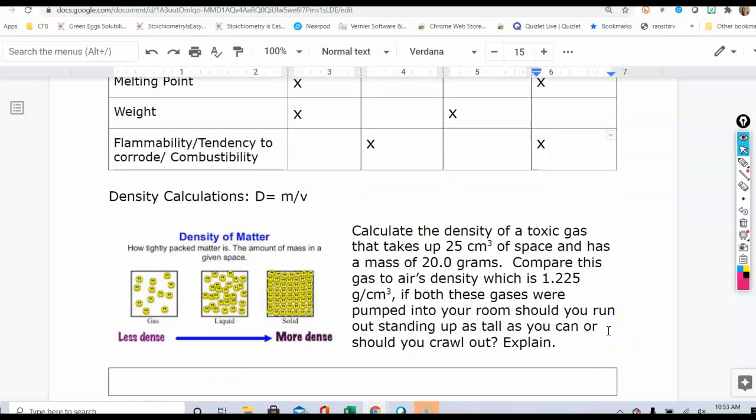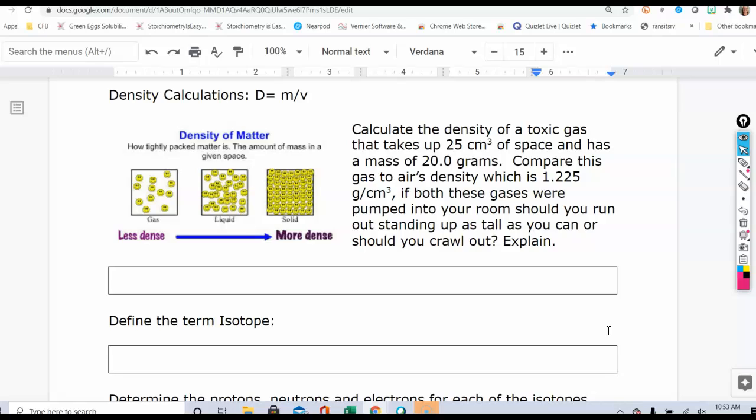Okay, our next type of calculation that we have to do is dependent upon the density equation. So density is equal to mass over volume. And so our problem says, first it says there's a picture here that says how tightly packed the matter is going to give us the amount of mass in a given space. So gases are least dense, liquids a little bit more, and solids are the most dense of all.